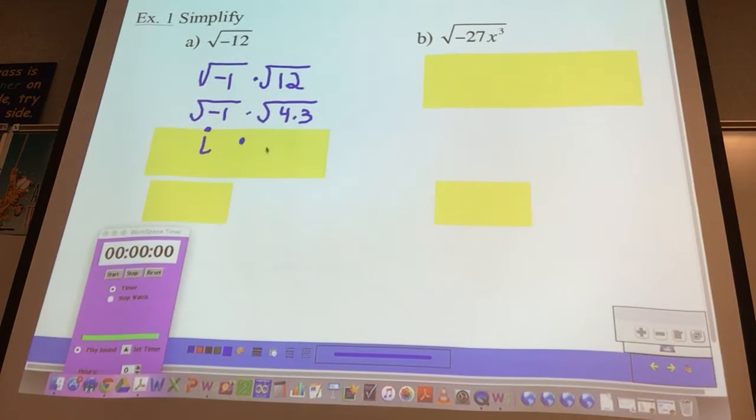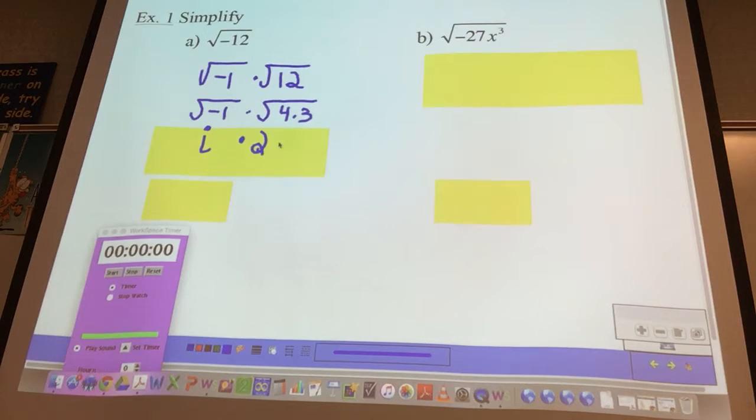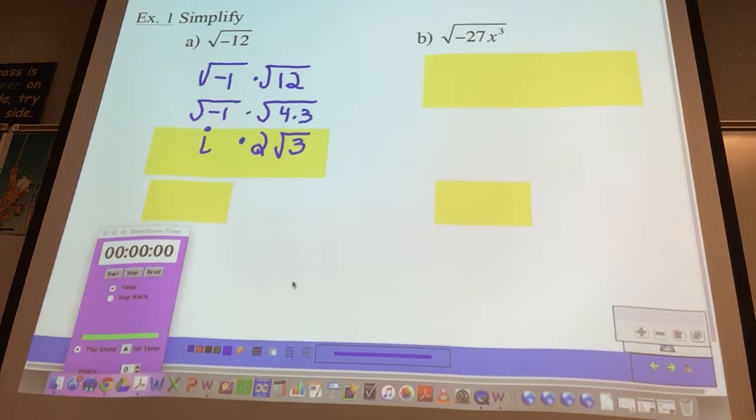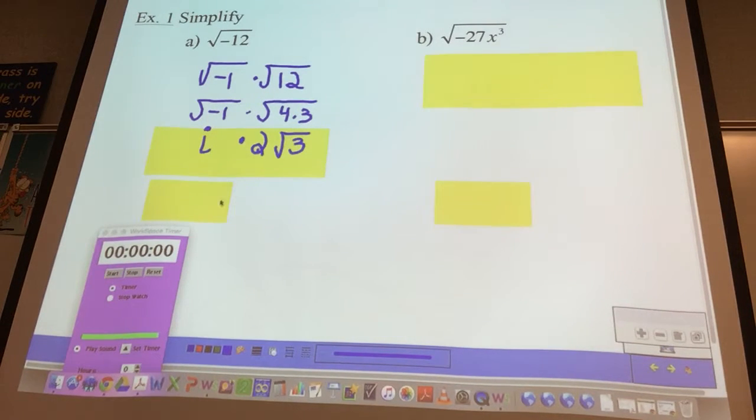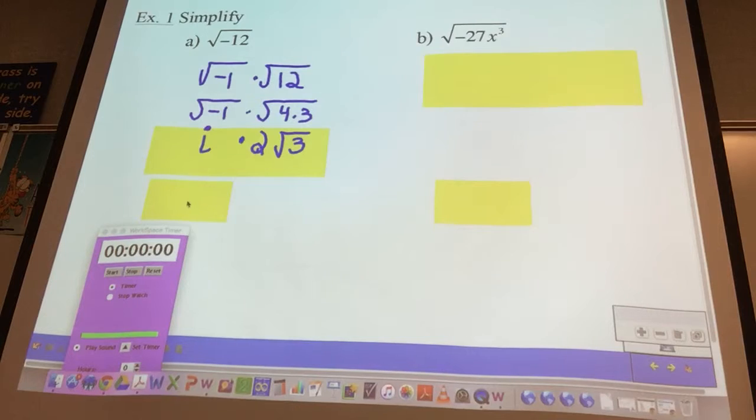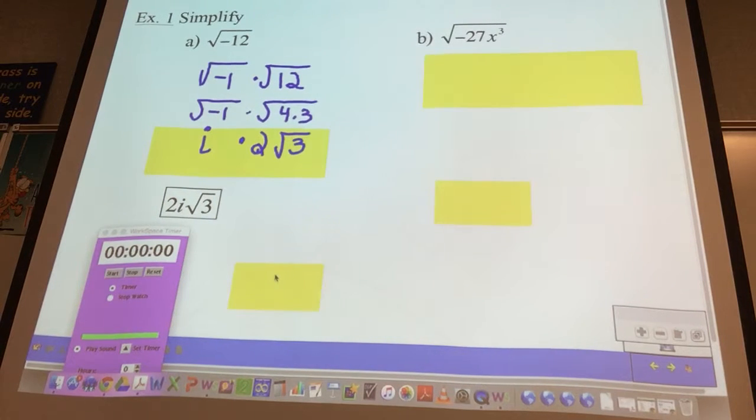2. What's the square root of 3? It stays as the square root of 3, right? So now to write your final answer, 2 and i are both out of the house, and the radical 3 is stuck in the house.